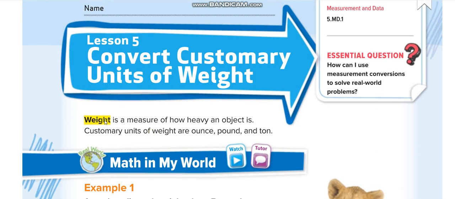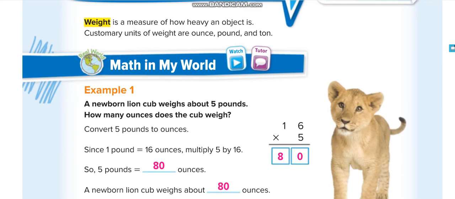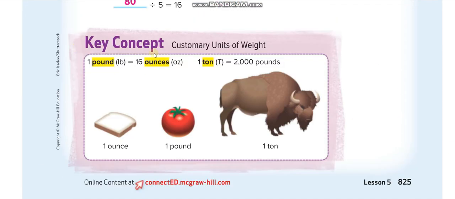Okay. Let us start today's lesson. First of all, understand weight. The last lesson was about length. Length means how long something is. Now weight means how heavy an object is. Okay. So the customary units of weight are ounces, pounds, and tons. Here are the things which you have to memorize.